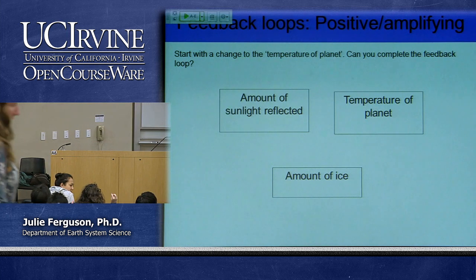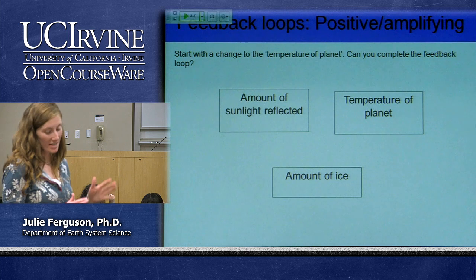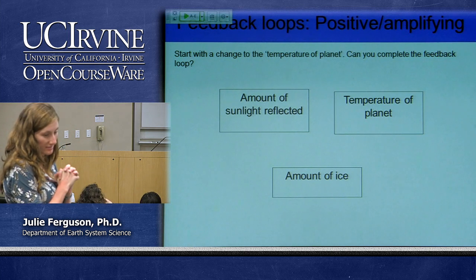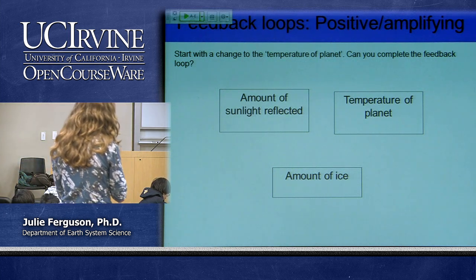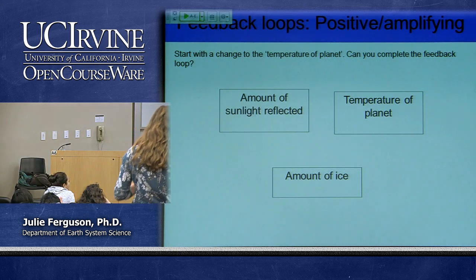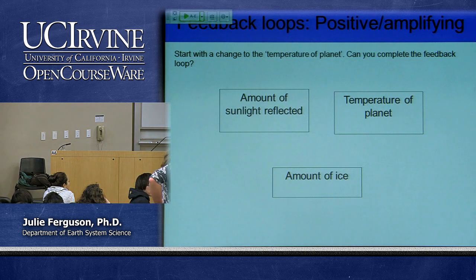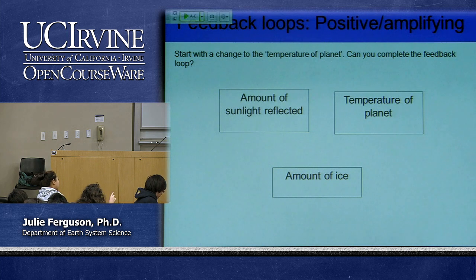So what do you guys think? If I increase the temperature of my planet, what am I going to do to the amount of ice? Decrease. So what sort of arrow am I going to draw there? Circle, absolutely. And as I decrease the amount of ice, how much am I going to be reflecting back to space? Not as much. So in this case, a decrease is leading to a decrease. It's an arrow. And then what happens if I'm decreasing the amount of sunlight reflected? It's going to increase, right? Yeah, absolutely. You guys got this. Great.